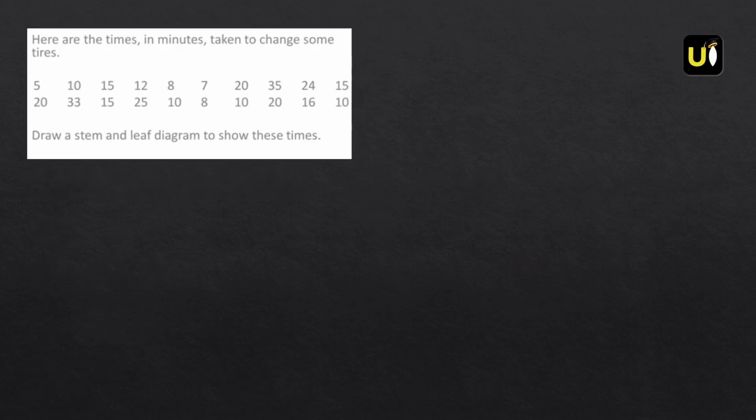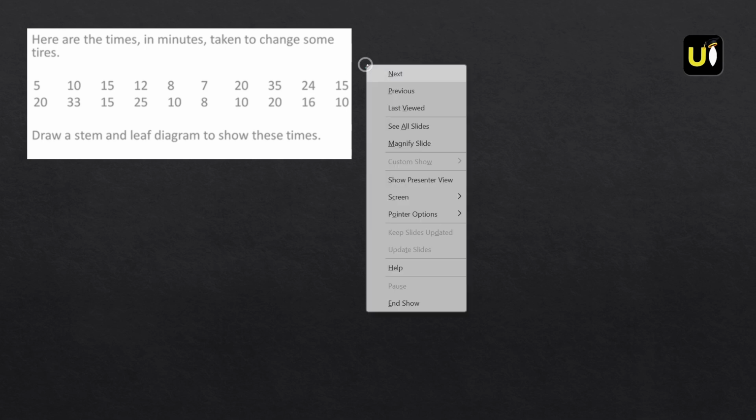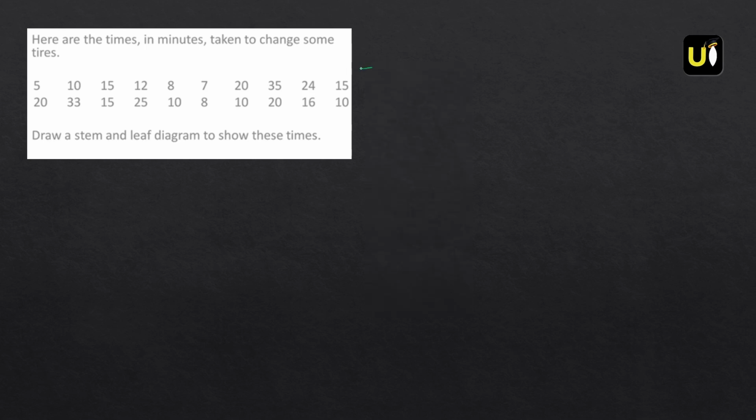All right. So now we have the times in minutes taken to change some tires. We have to make a stem and leaf diagram for this. So the first step is to arrange them in ascending order.